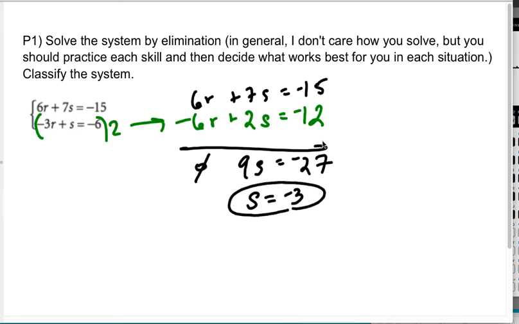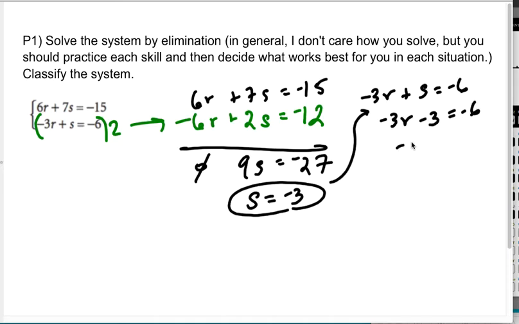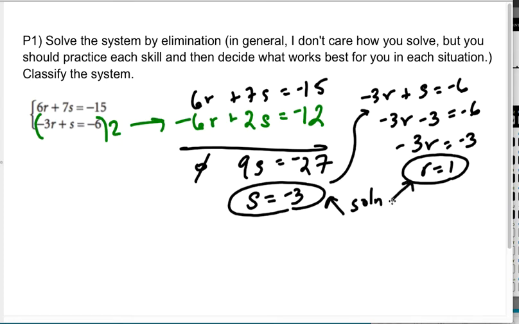Once I know that s is -3, I pick either equation to find r. I'm going to go ahead and pick -3r plus s equals -6. So that's -3r minus 3 equals -6. -3r equals -3, so r is 1. Again, I can either write my solution this way, or I can write it as an ordered pair. The only word of caution I'd give you is that ordered pairs are typically x, y.